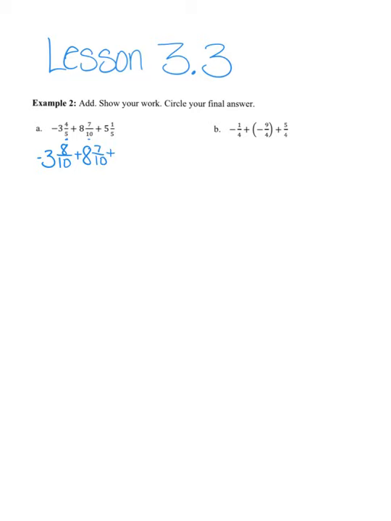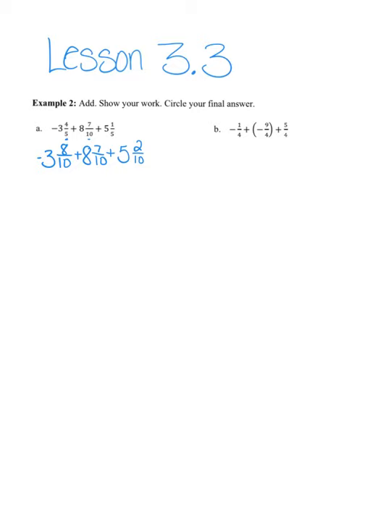And then I'm going to do the same thing with my third fraction, where I've got 5. And I'm going to multiply the denominator times 2 to get 10, and then the numerator times 2 as well to get 2. So I've got now -3 and 8/10 plus 8 and 7/10 plus 5 and 2/10. So now I can begin the process of adding here.